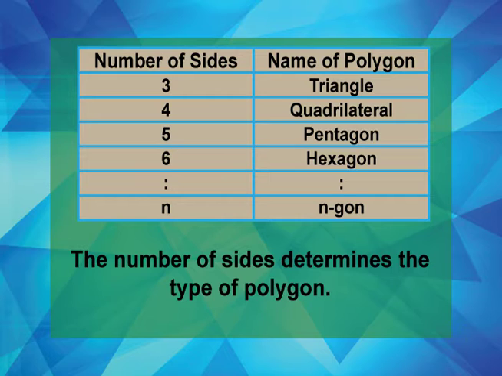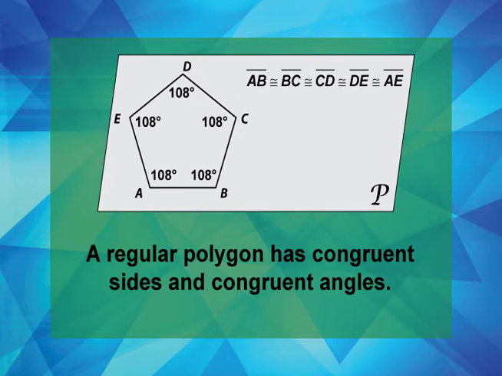This table shows the different polygons and their names. Notice that this list includes triangles and quadrilaterals. So you've already been working with polygons with your work on triangles and quadrilaterals. A regular polygon has congruent sides and congruent angles.